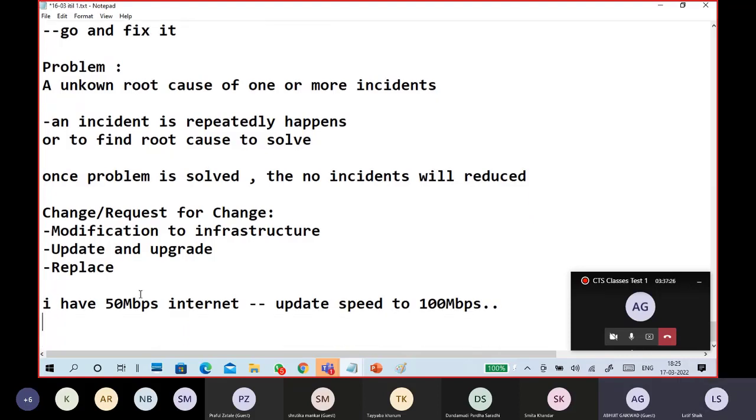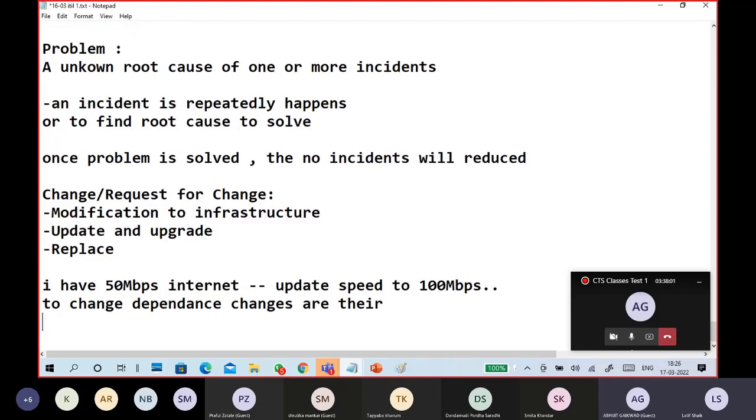This is a change only, but to make a change, there are dependency changes. So check the dependency, report the dependency, kind of stuff. Okay, that's it.